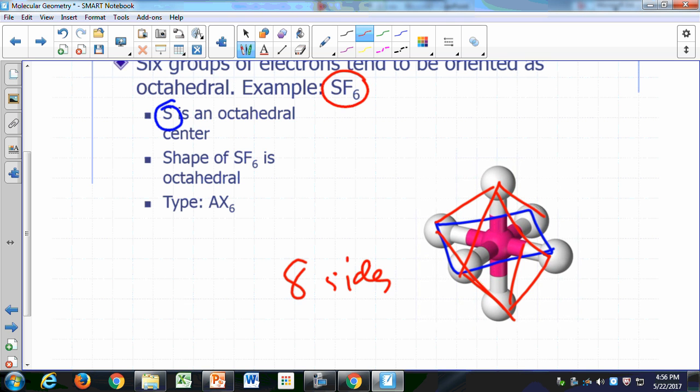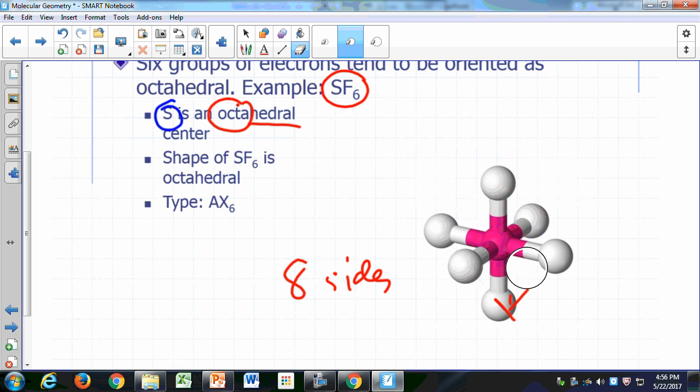So if you trace the corners of the molecule, you will be forming a solid that has a shape with 8 sides. 2 square pyramids, 1 pointing up, 1 pointing down. So 8 is octa. So octahedral is an 8-sided solid figure. Okay, so your sulfur here is what we would call an octahedral center.